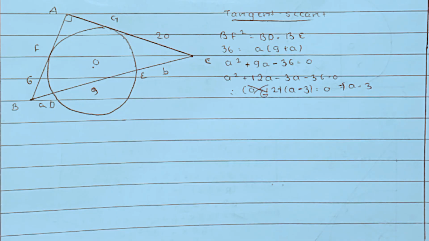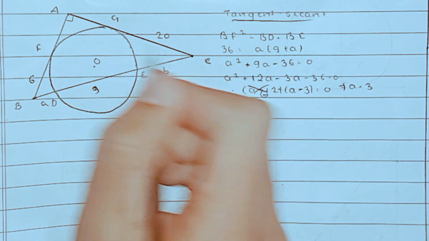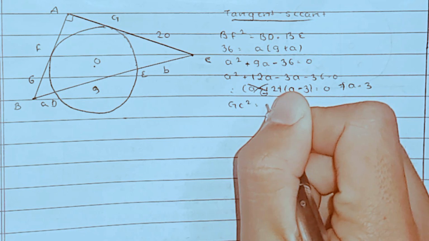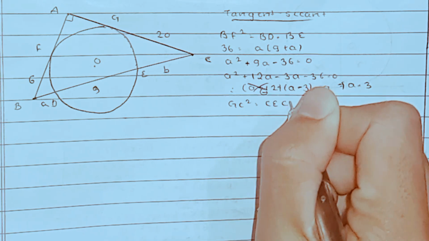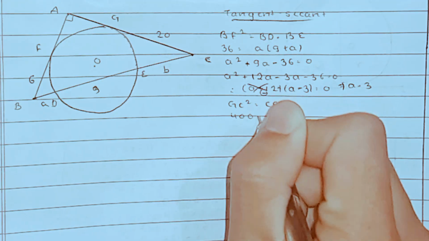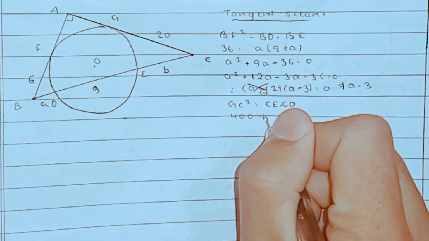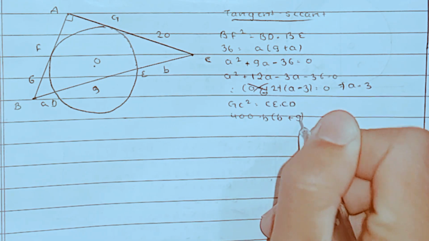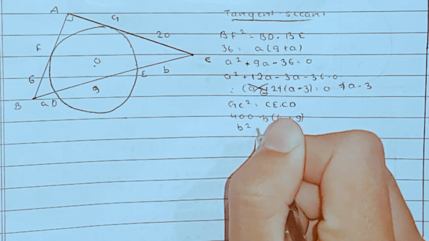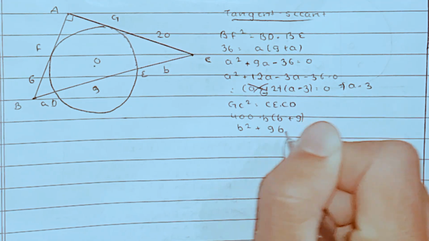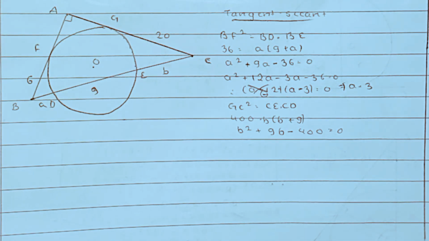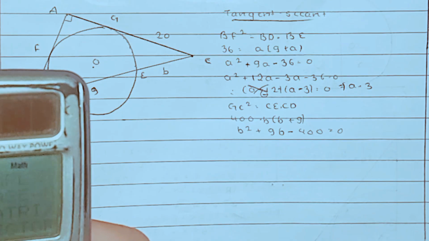So now let's use the similar theorem for GE. So we have GC square is equal to CE times CD. So GC equals 20, square equals 400, is equal to CE, which is B, times B plus 9. We have B square plus 9B minus 400 is equal to 0. Now this is a lengthy calculation, so let's use the calculator for ease.